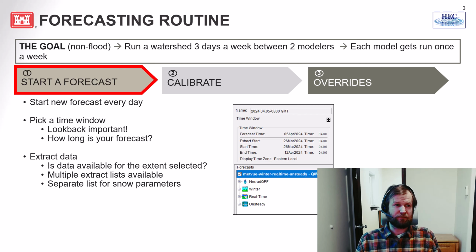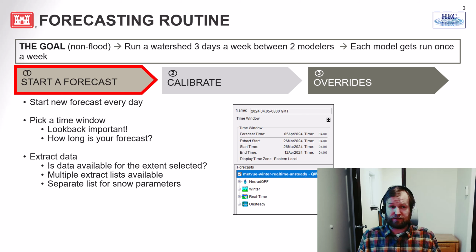So the first step is to start a forecast. In the Baltimore district, each day you start a new forecast. Some other district offices will have a continuous forecast, but the process in Baltimore is just a new forecast every day.